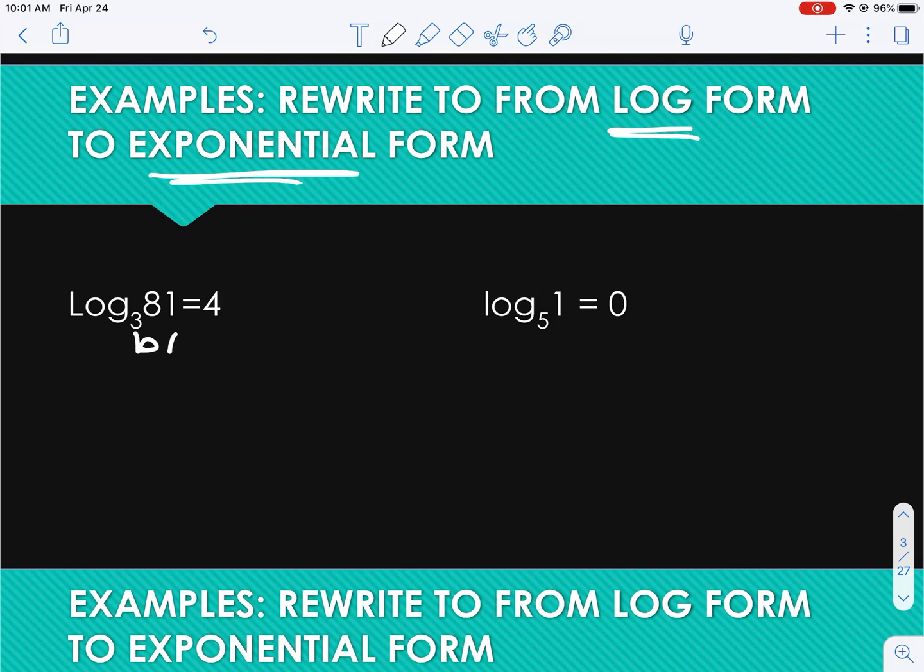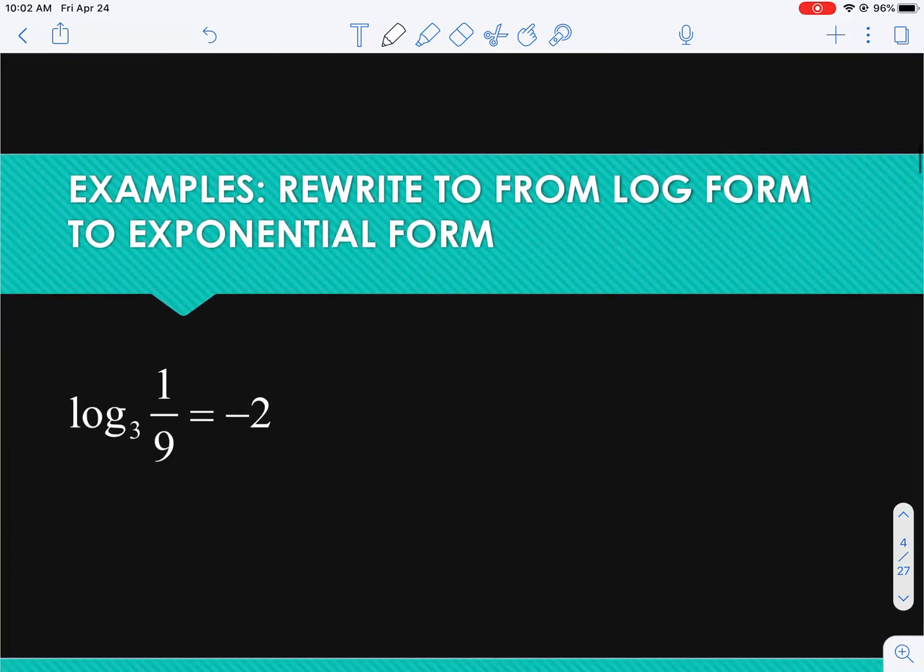So let's write from log form to exponential form. So if you write base answer power, 3 to the 4th equals 81. It should make sense. 3 to the 4th power really is 81. So if you don't get the numbers in the right order, it won't make sense. So base answer power, 5 to the 0 is 1. Remember, anything to the 0 power is 1.